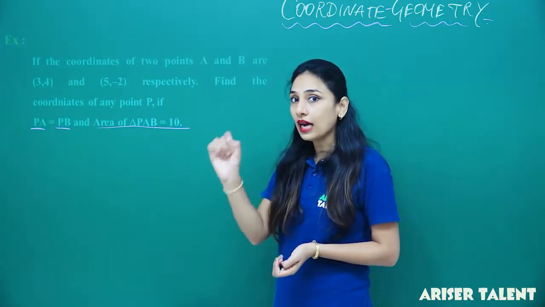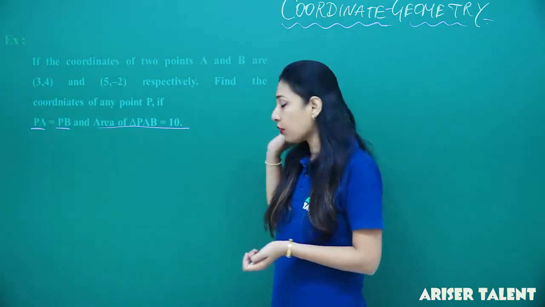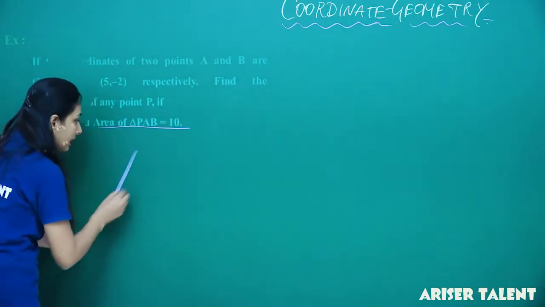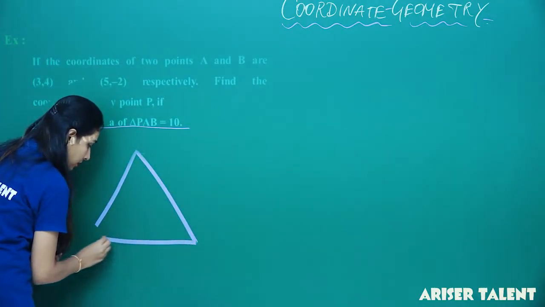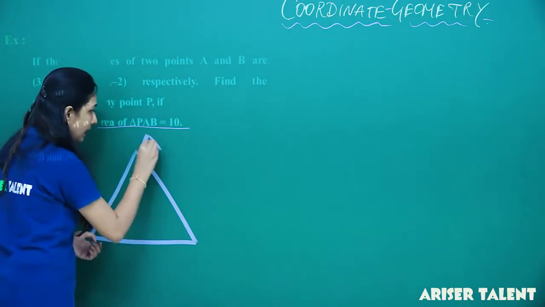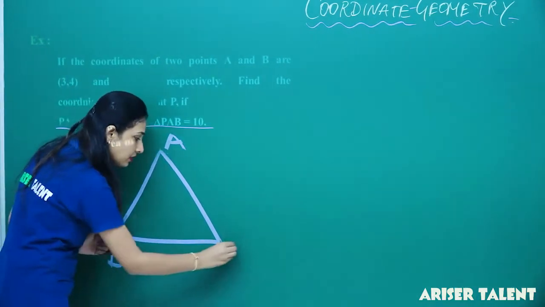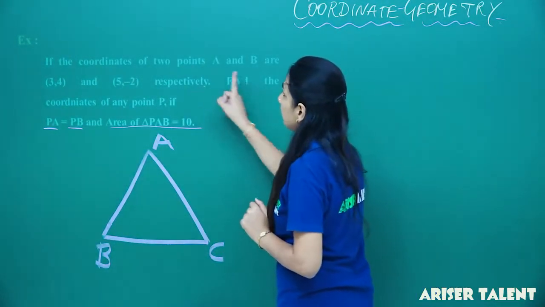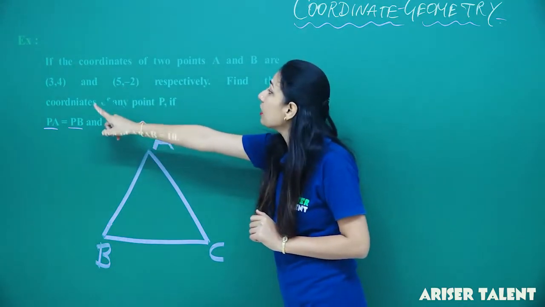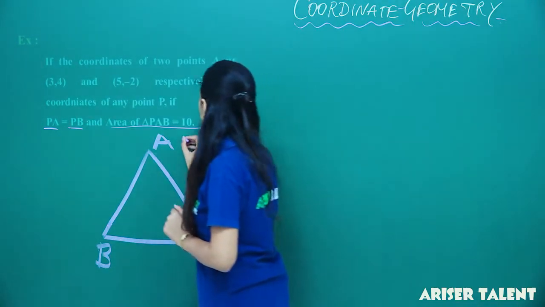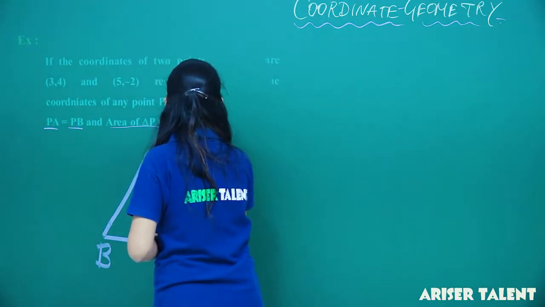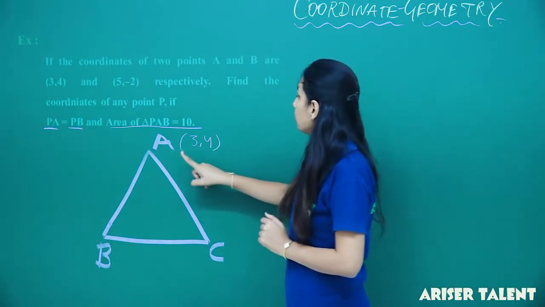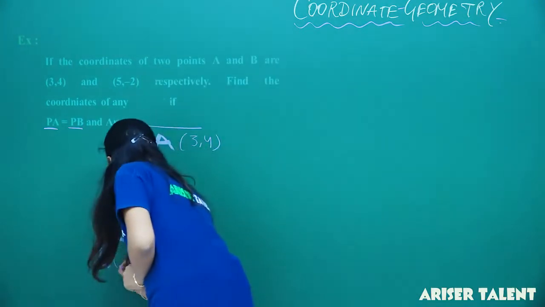So, now what will I do? I'll simply draw the diagram of this question, okay? So, talking about the diagram, here's a triangle. I can name it A and B and C. Now, students, you can see here that 2 points A and B are given respectively, which are (3, 4) and (5, -2). So, this is 3 and 4. This is the abscissa. This is the ordinate. Okay. So, this is (3, 4) and this is given (5, -2).